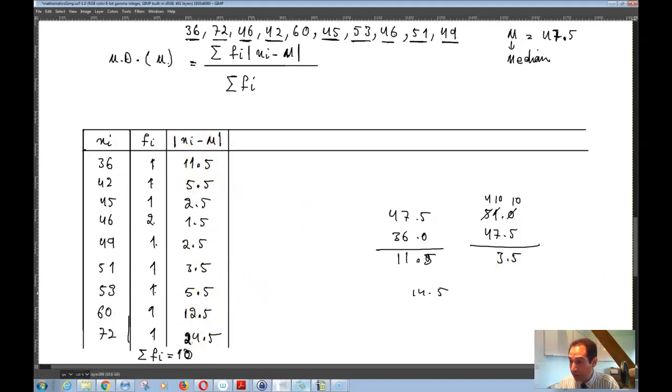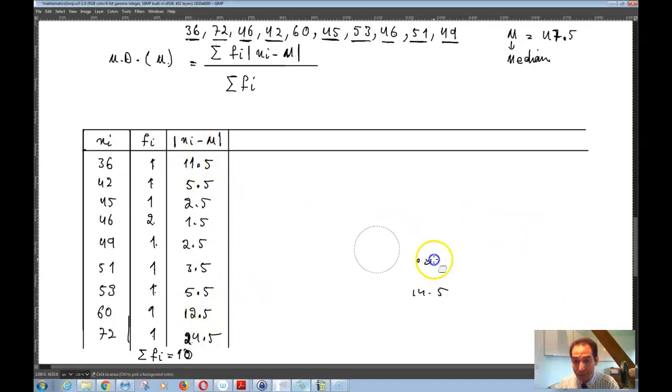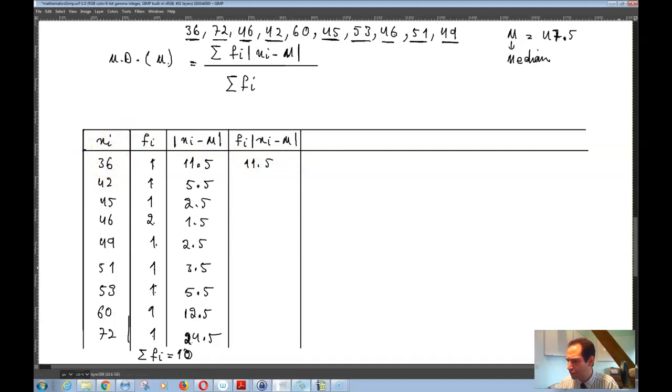So these are the absolute values of x of i minus m. Now if you calculate f of i times the absolute value of x of i minus m, that gives us 11.5 for 36 minus 47.5.